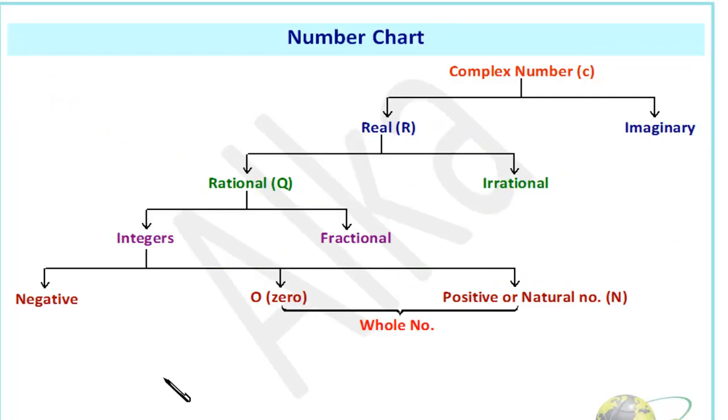Now let's have a quick glance at the number chart. The biggest set is complex numbers, which is divided into real and imaginary. Then real numbers are divided into rational and irrational. Rational numbers are divided into integers and fractions. Integers are negative integers, 0, and positive integers. Positive integers we know as natural numbers, and 0 together with positive integers we know as whole numbers. So this is the brief presentation of all the types of numbers.